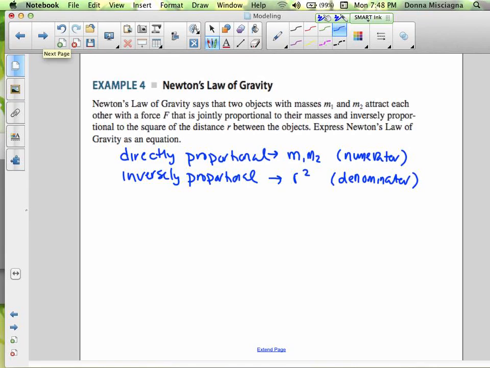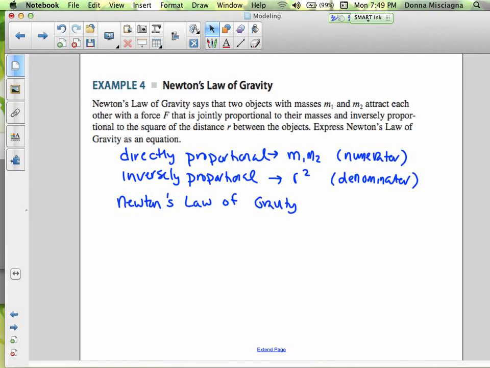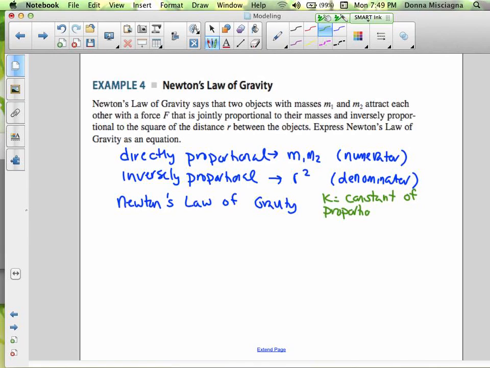So we can write Newton's law of gravity now as an equation. Now that we have the pieces we need and we know the relationship. And again, we're not solving for k here, but remember k is the constant of proportionality. We need values to solve for what k is. If they give us the masses and the distance, then we can solve for k. Right now, k is just going to be k. It's not a variable, we just don't know what it is.